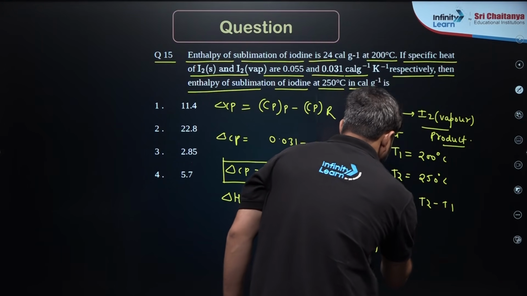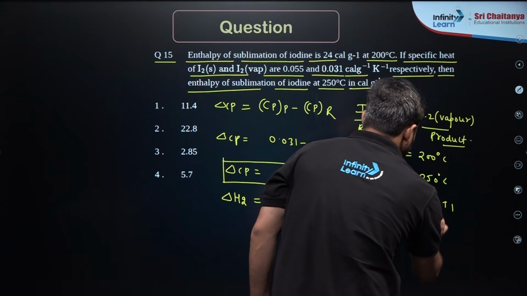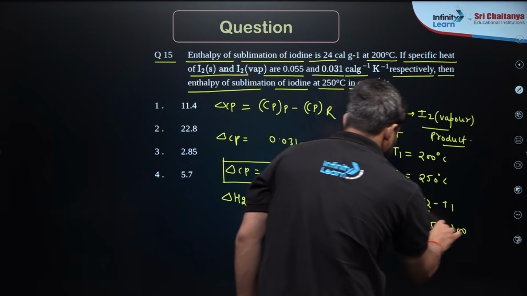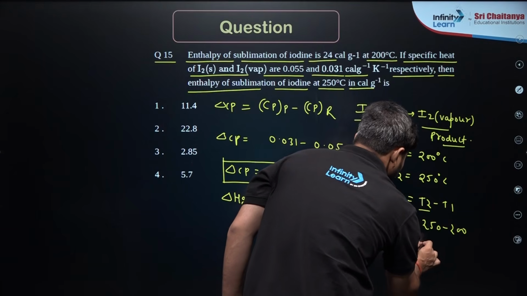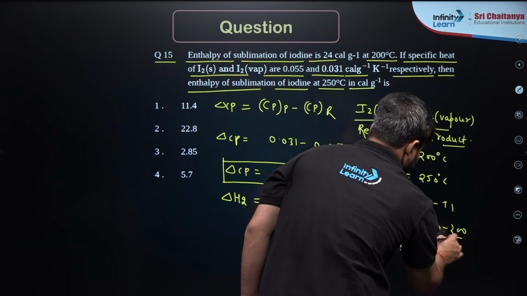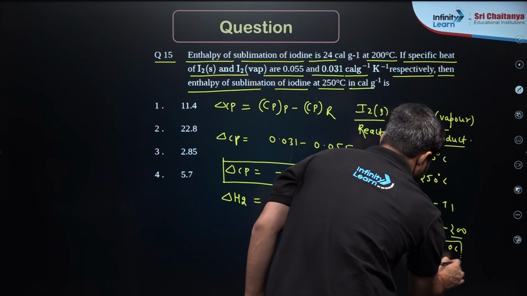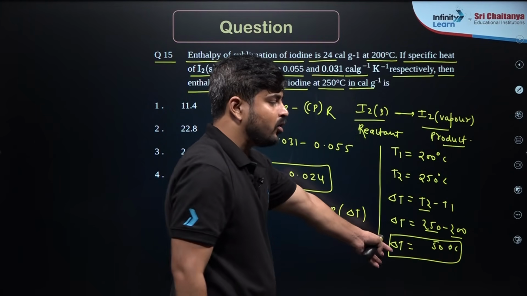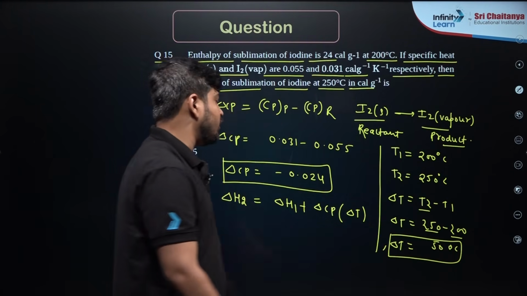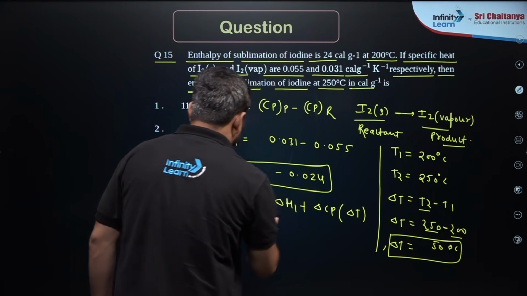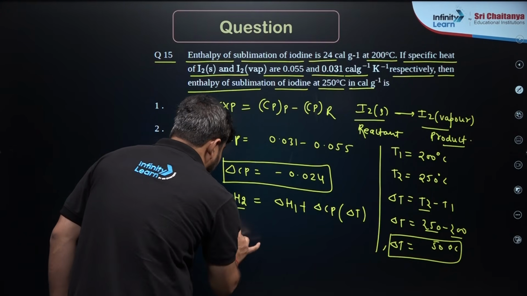Okay, so here delta T, if it is coming here T2, how much? 250 minus 200. So we have to put delta T equal to 50 only. 50 degrees Celsius it will come. And if we want, we can convert this in Kelvin also. After that, this value we need to put here.